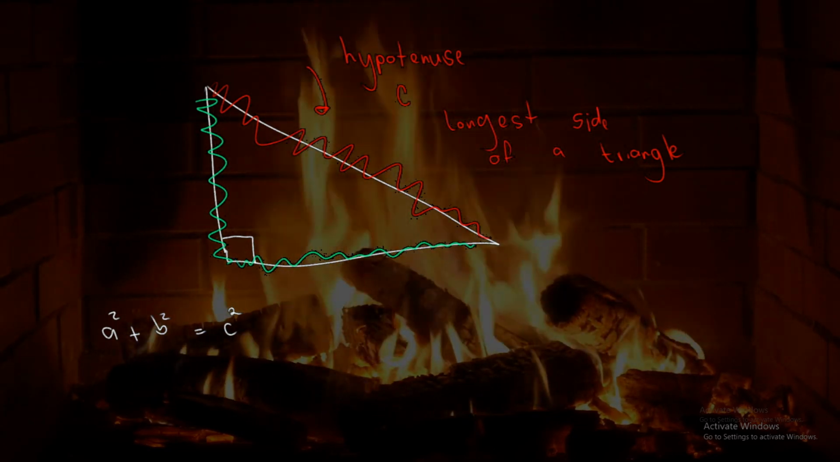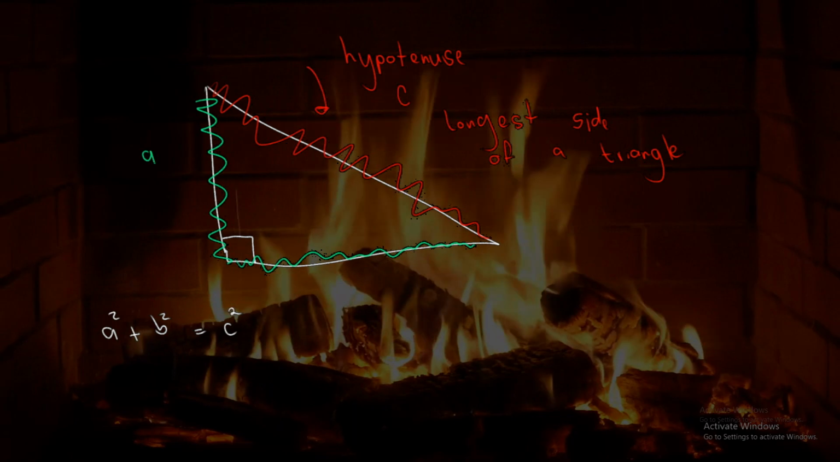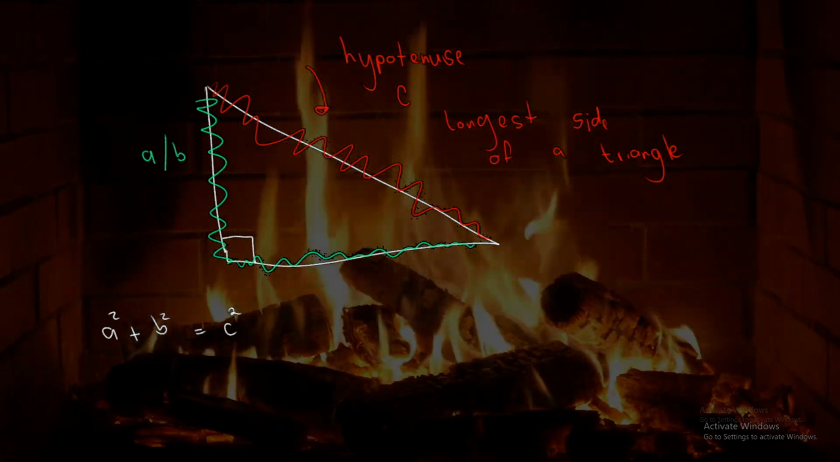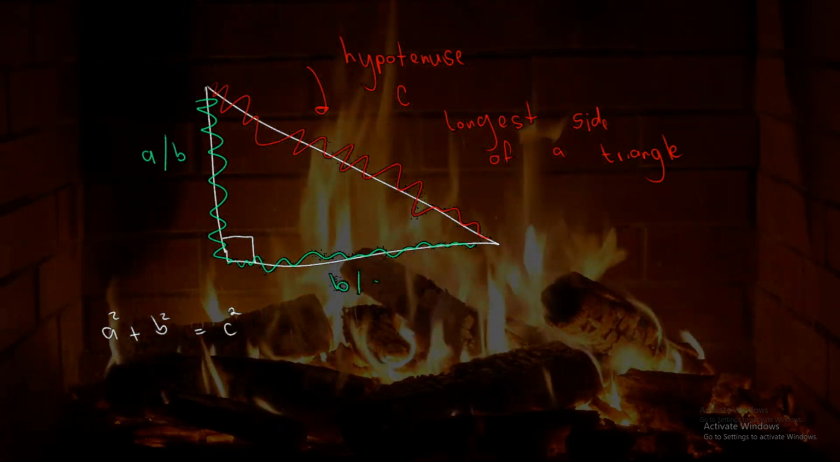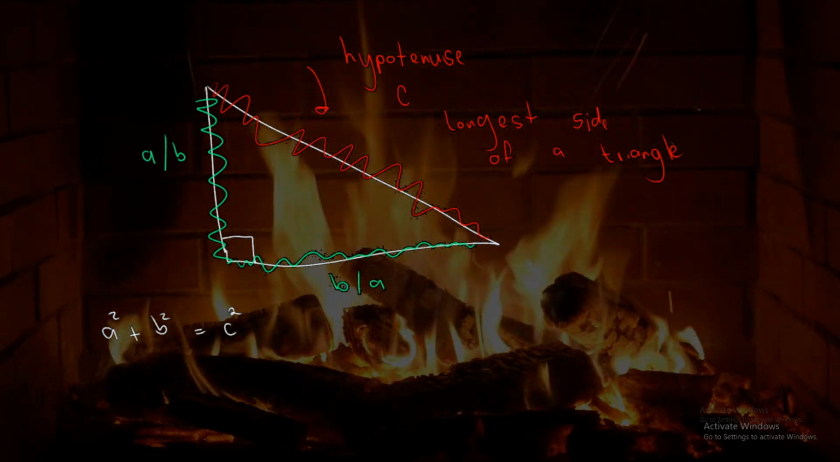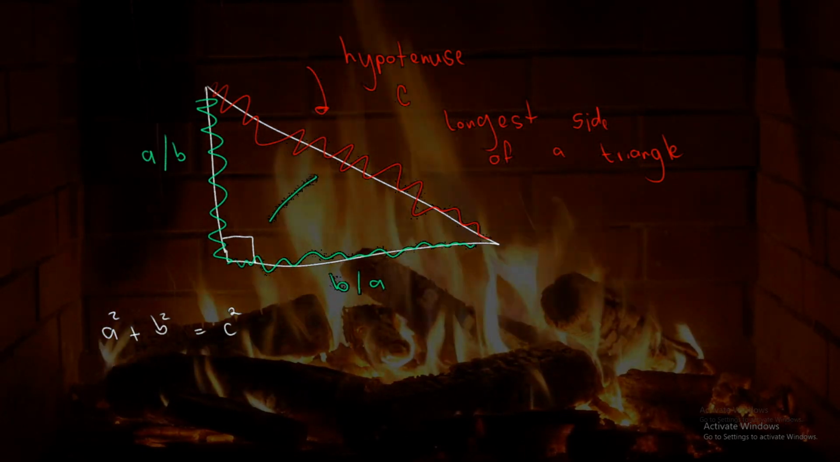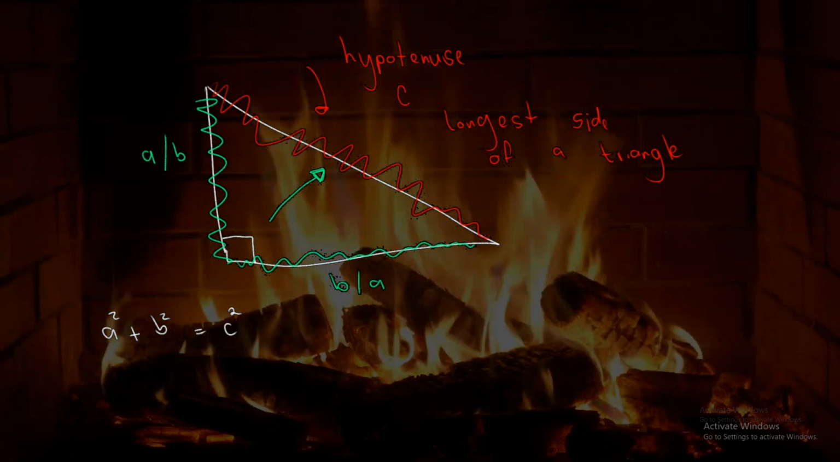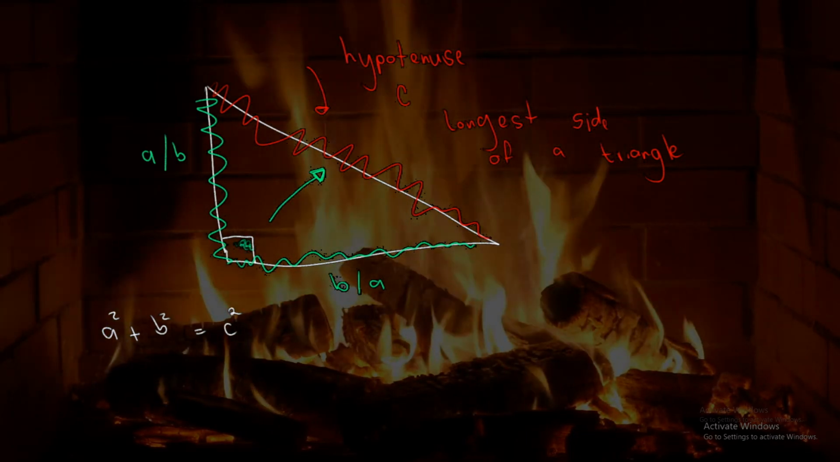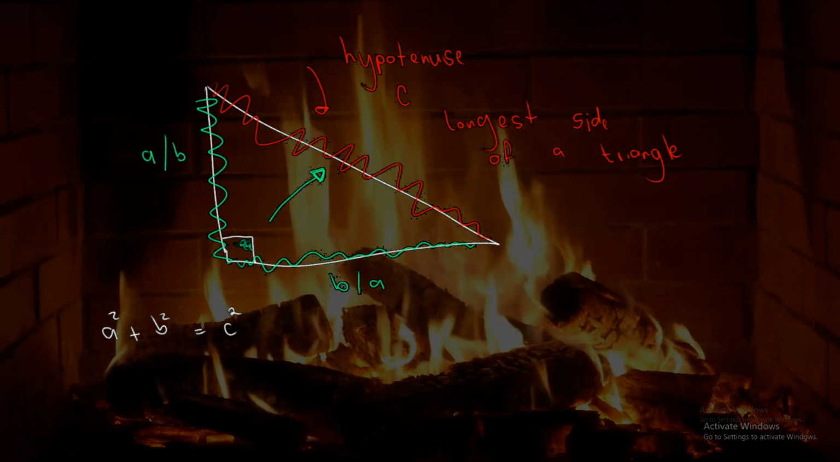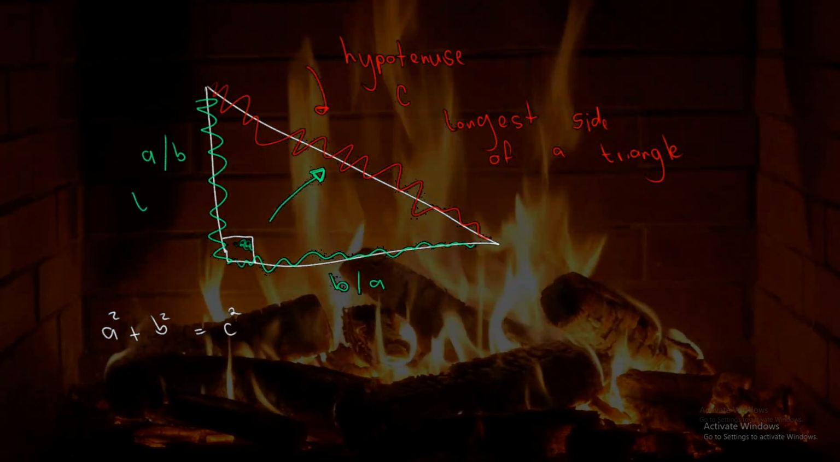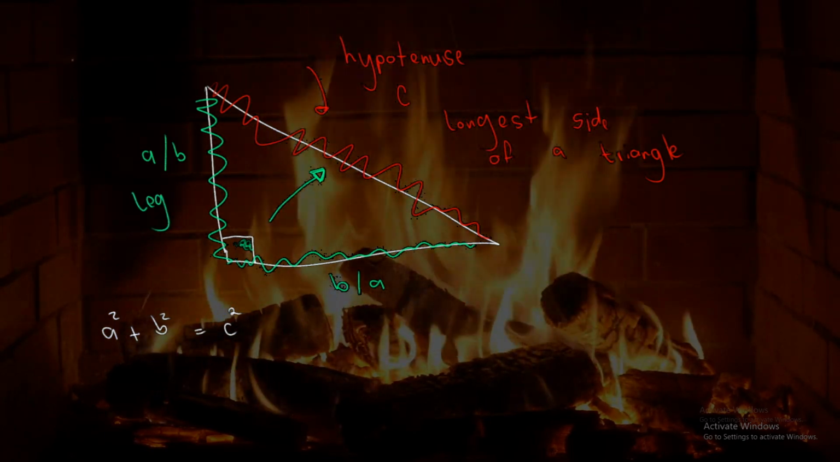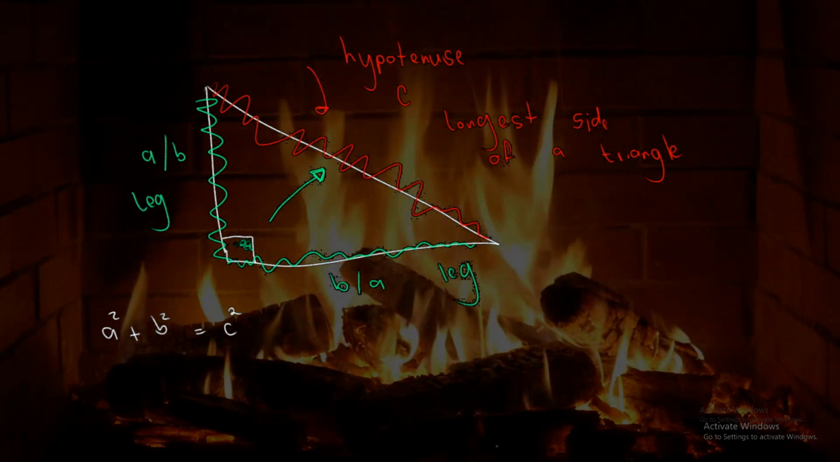Now, what are these green lines? Well, green lines represent a. It can also represent b. This one represents b, but it can also represent a. The important thing you need to be able to identify is the hypotenuse, right? And the right angle will always be across from the hypotenuse. Very important. This could also be referred to as a leg, a leg of a triangle.